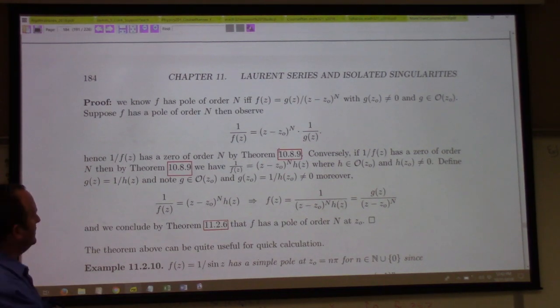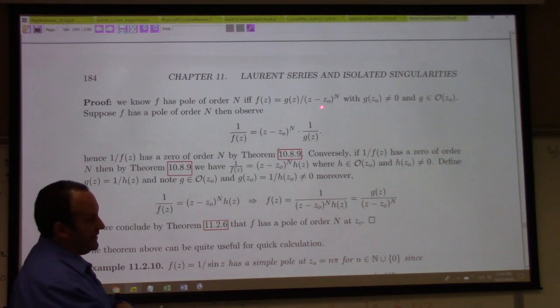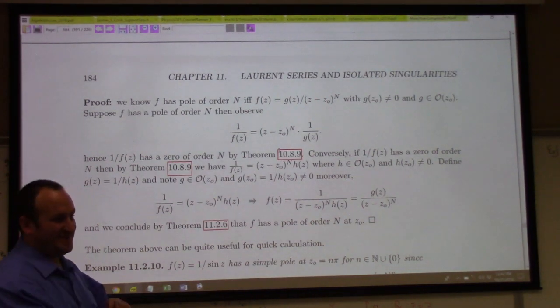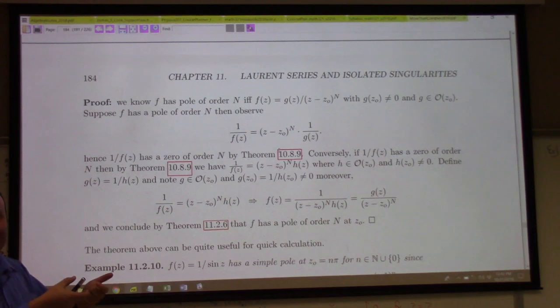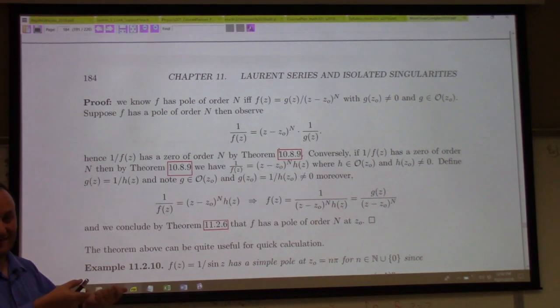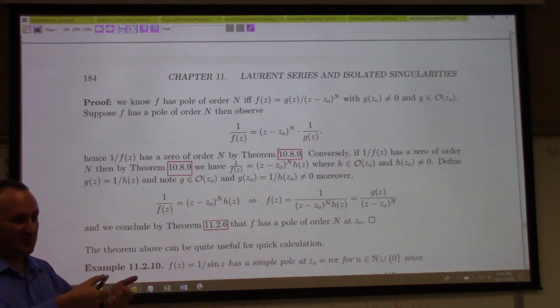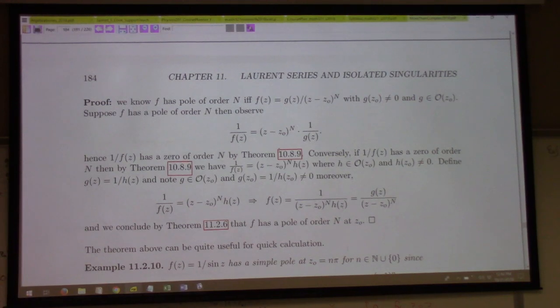So if f has a pole of order n, that means we can expand f like that, right? So what happens if you flip it? Flip it. You've got z minus z naught to the n over g of z, right? So if you plug in z naught, you get 0, right? Anyway, that is exactly a 0 of order n for the reciprocal function. That's the theorem. And vice versa.